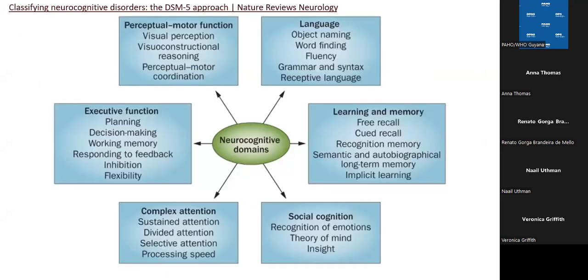Here are the neurocognitive domains to be assessed. We have to assess language through object naming, word finding, fluency, grammar and syntax, receptive language, learning and memory, through free recall and cued recall of words, recognition memory, and all this from when we assess all cognitive domains, we have to find impairments in at least 2 of these domains to diagnose dementia.